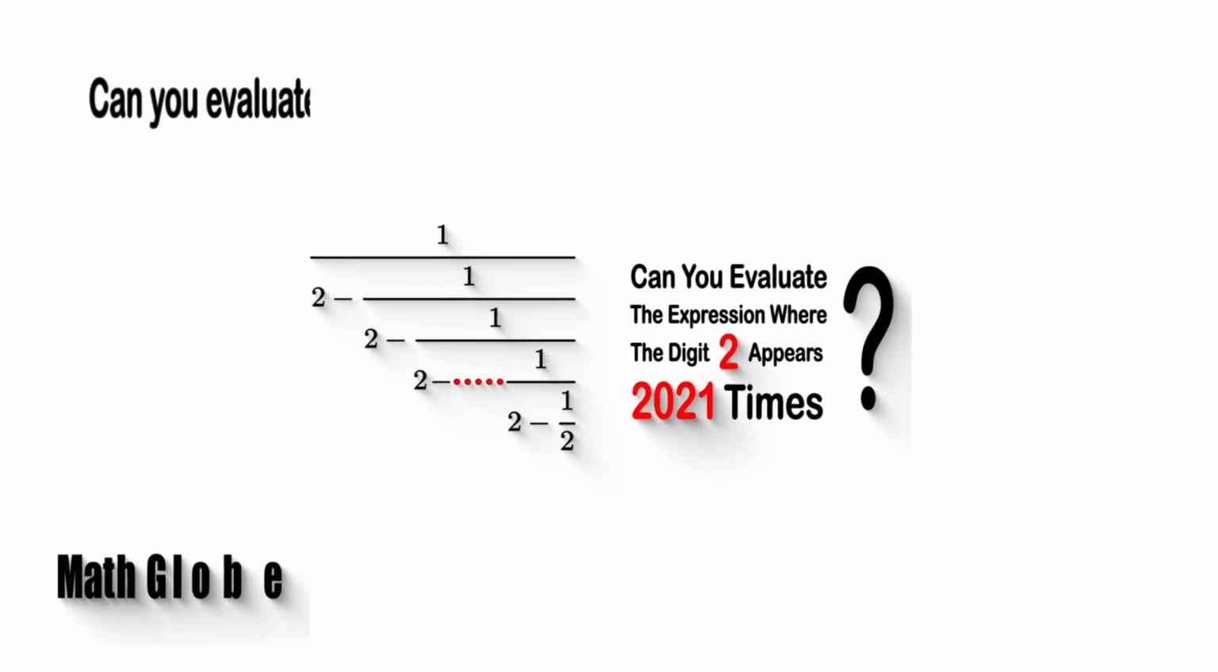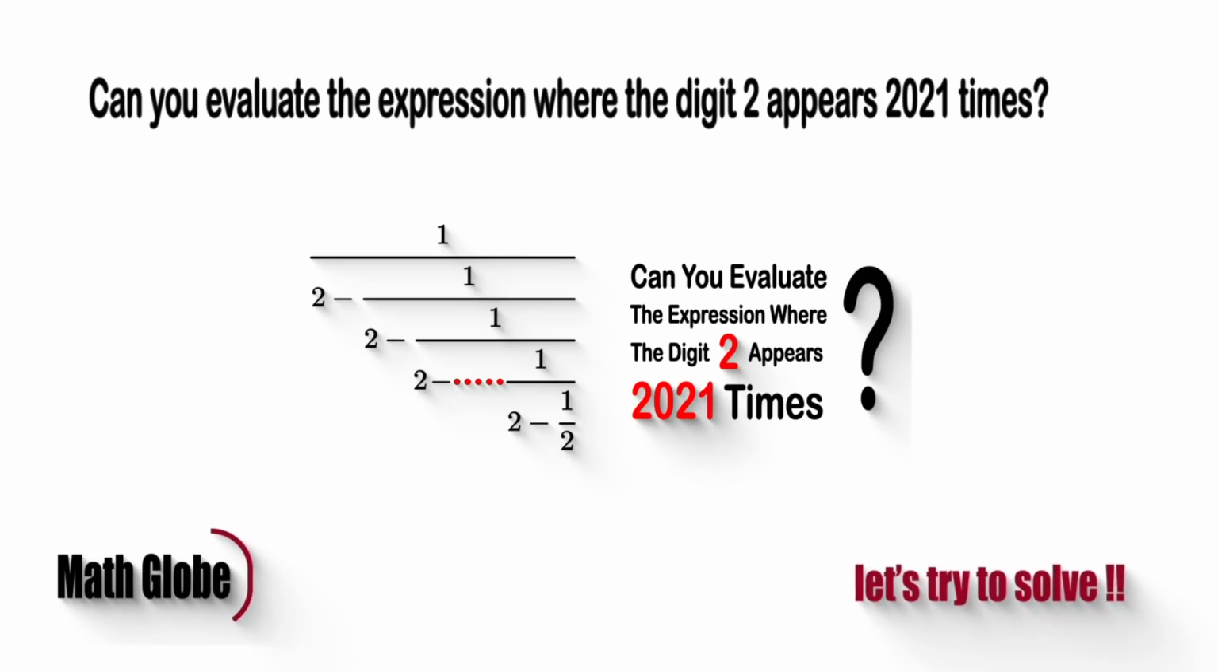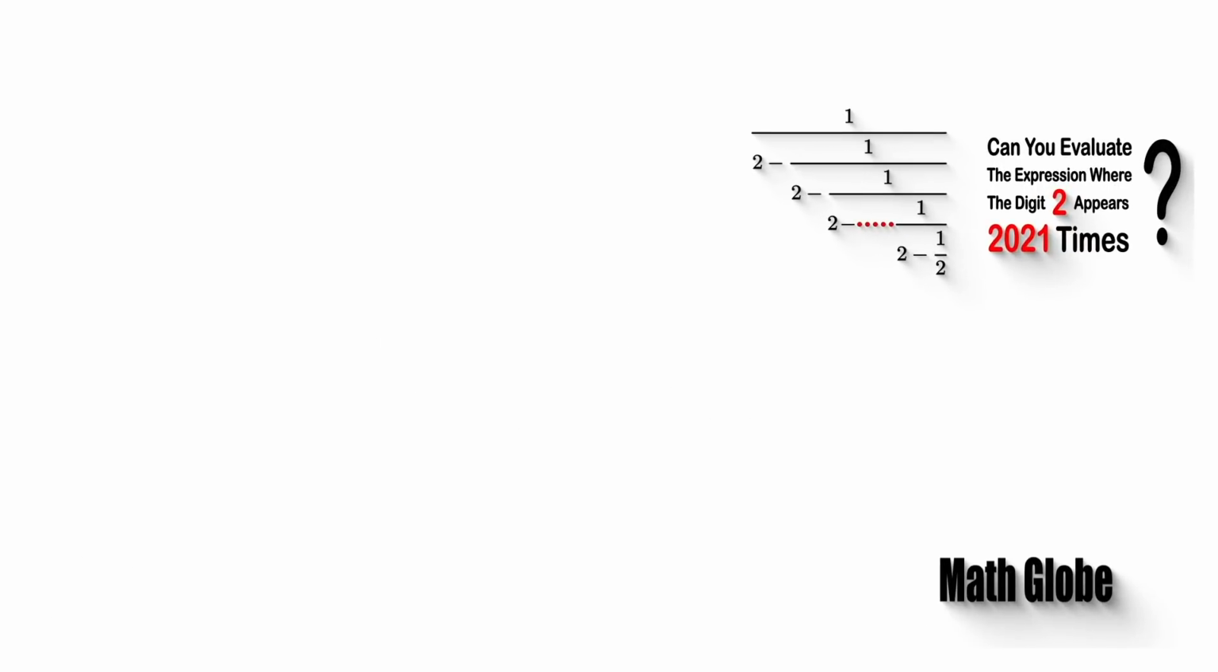Can you evaluate the expression where the digit 2 appears 2021 times? Let the solution come. Okay, first, let's write the expression here.